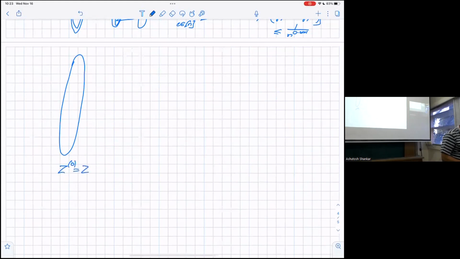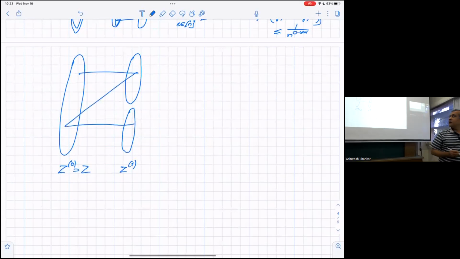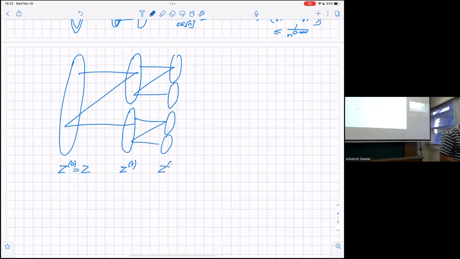Z0 is defined to be Z, and then it splits. Then one step of the process happens, that's Z1. This is the first step. Then you have this, this is Z2, and so on. Eventually, everything goes all the way to one location each. Let's call that ZT. Notice T is log n. This is exactly log n steps. So ZT, and that's our W.